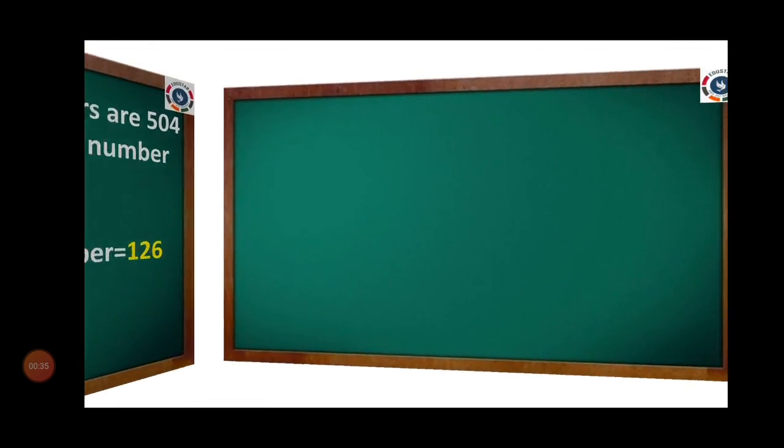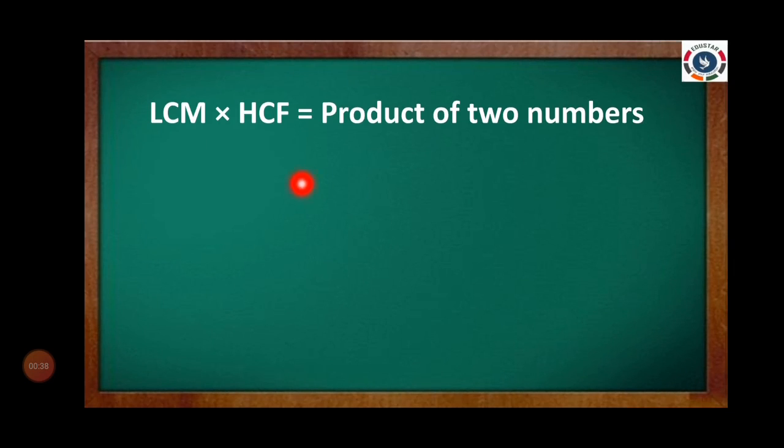So write down that formula. LCM into HCF equal to product of two numbers. Okay, LCM into HCF equal to product of two numbers. So what all are we having? LCM value, HCF value. Among the two numbers we need only one number. So the second I need to find. So substitute the values in the given formula. So 504, I substitute the value for LCM, and substitute the value for HCF, 18. So 504 into 18.